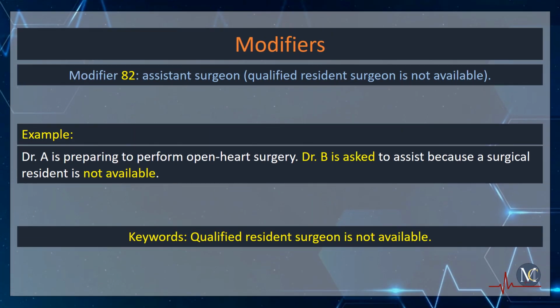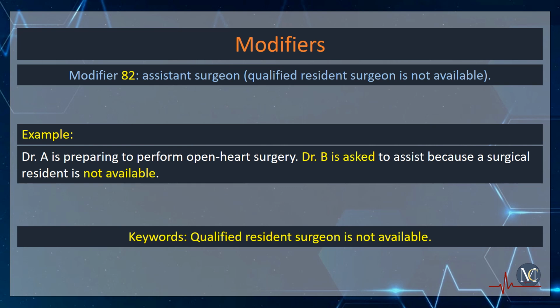Modifier 82. CPT modifier 82 means assistant surgeon when a qualified resident surgeon is not available. In certain programs or facilities, like a teaching hospital, the physician who generally acts as the assistant surgeon is a qualified resident surgeon. There may be times when a qualified resident surgeon is not available to assist the operating surgeon, so a physician assists the operating surgeon in this instance.